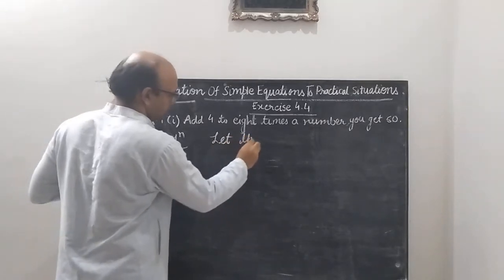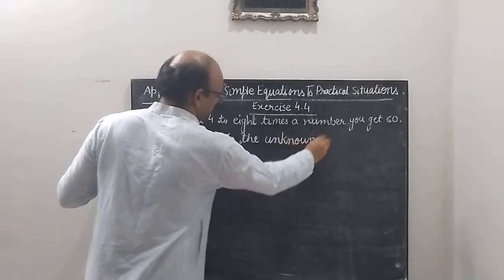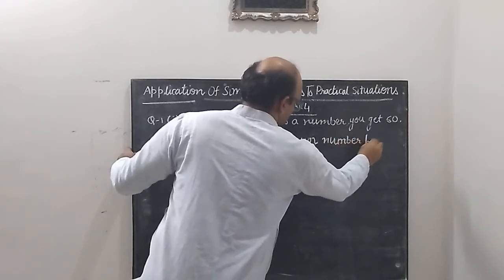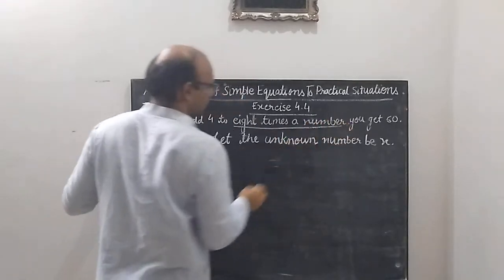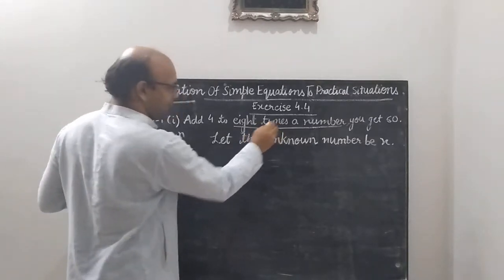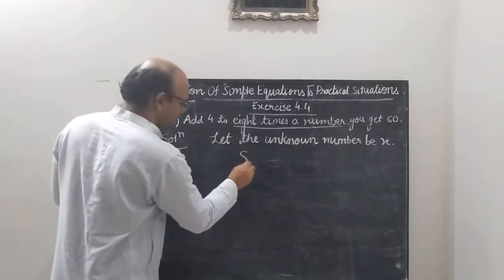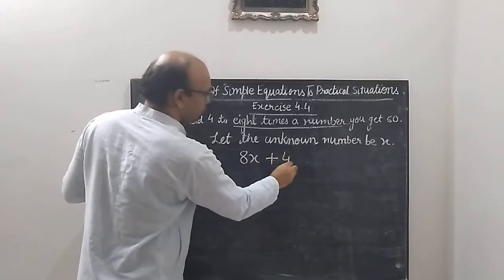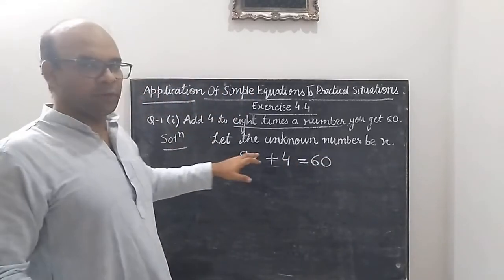Let the unknown number be x. Now it says 8 times a number. So 8 times a number means we are dealing with 8. Whenever you say times, we are actually multiplying. So 8 times the number is 8x. Add 4 to it, plus 4, you get 60. Now this is the framing of the equation.